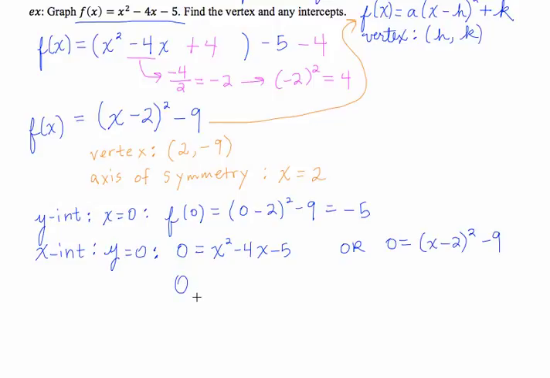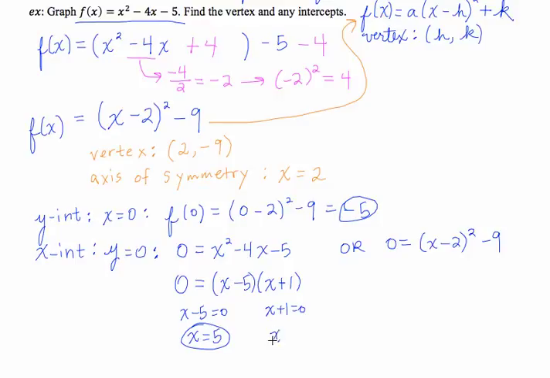If we use the one on the left here, let's see if this factors. It looks like if we do x minus 5 and x plus 1, that will factor out correctly. And so in this case, setting each factor equal to 0 and solving gives us x equals 5 and x equals negative 1.